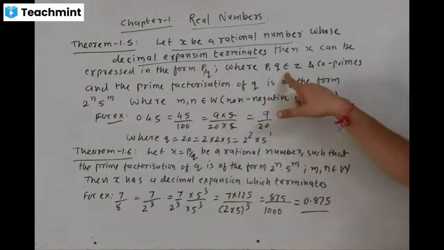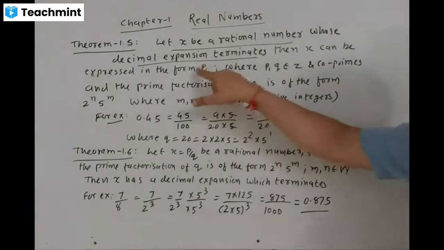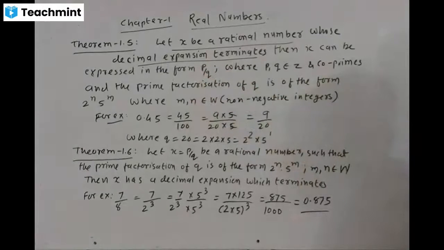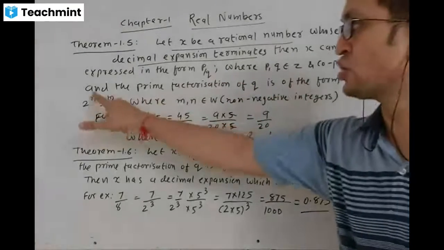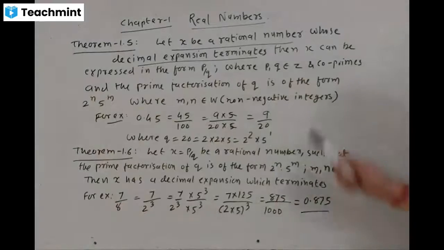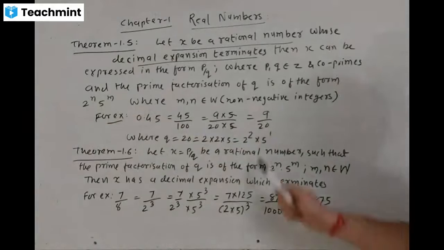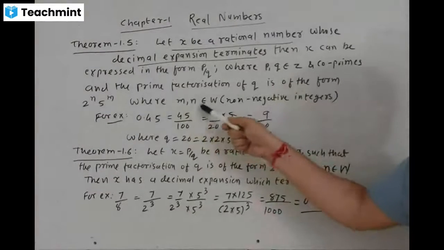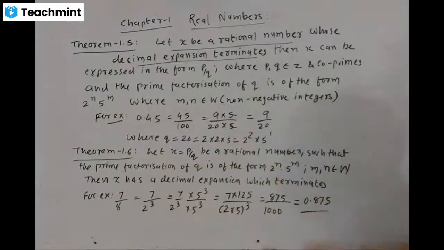Here p and q are both integers and co-prime numbers. Co-prime means there is no common factor other than 1. Co-prime numbers means HCF of p and q is 1. And the prime factorization of q, the denominator, is of the form 2 raised to m and 5 raised to n. If so, the number is terminated. For m and n, the powers of 2 and 5, both are non-negative integers, meaning whole numbers.